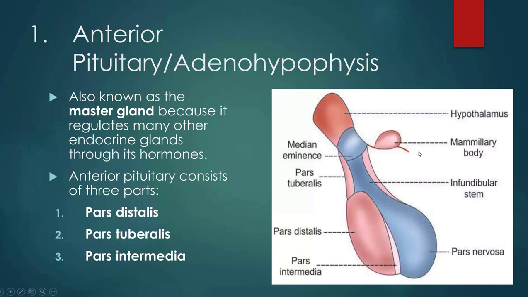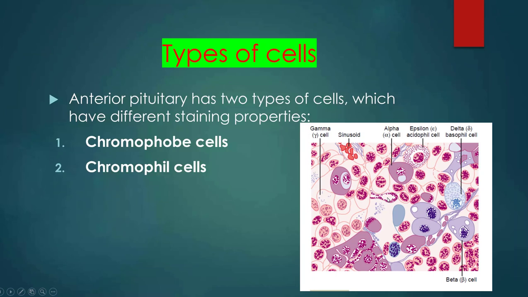Anterior pituitary, or adenohypophysis. It is also called the master gland because it regulates many other endocrine glands through its hormones. The anterior pituitary consists of three parts: the pars distalis, the pars tubularis, and the pars intermedia. These are the three portions of the anterior pituitary lobe.